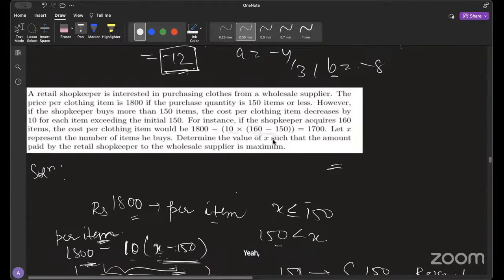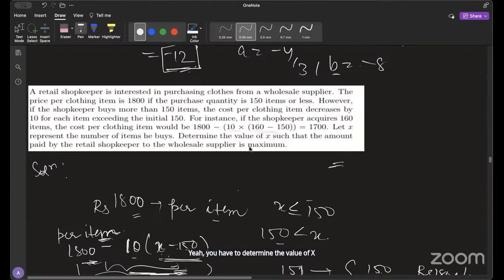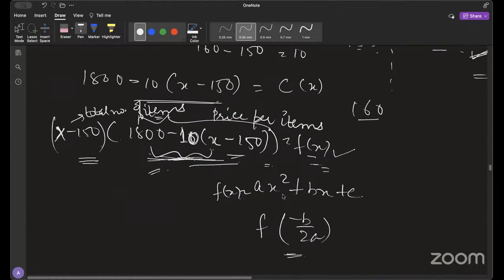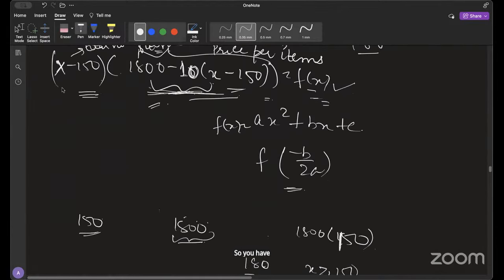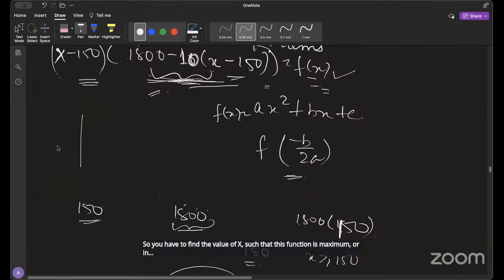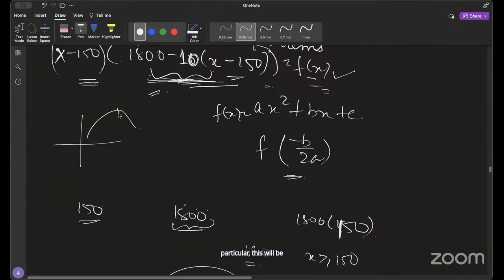Yeah, you have to determine the value of x such that the amount paid by this is maximum. So you have to find the value of x such that this function is maximum, or in particular, this will be your function. So you have to find this thing. You have to find the x coordinate of your vertex. That's it.